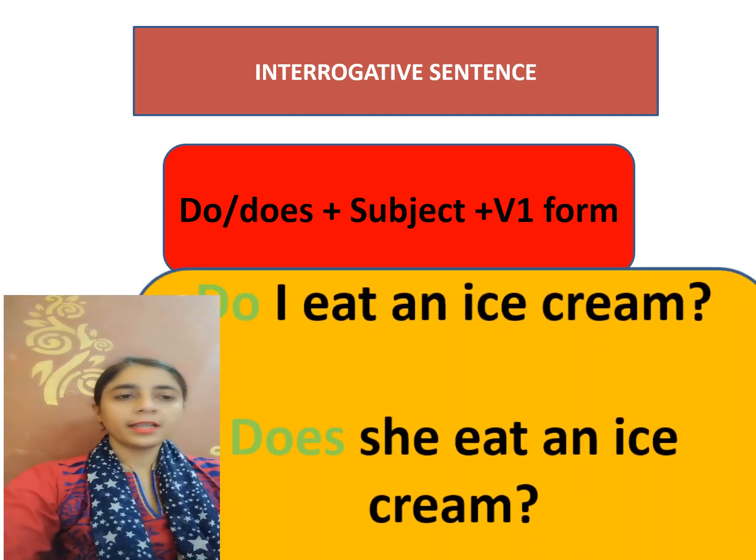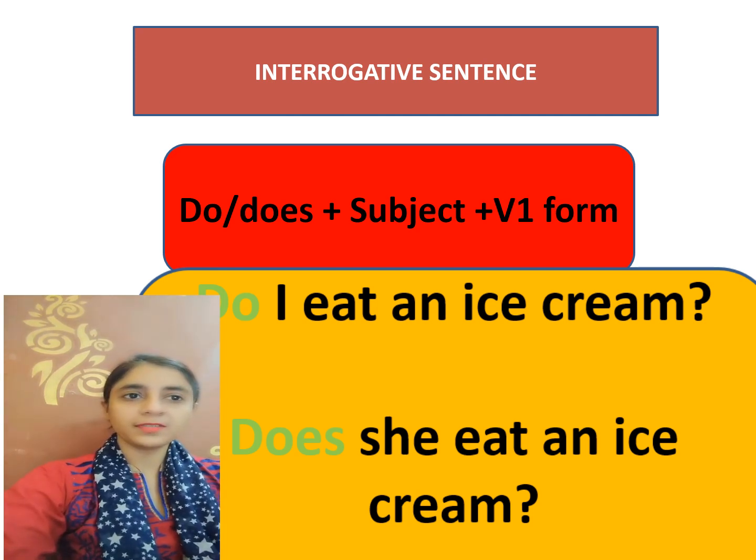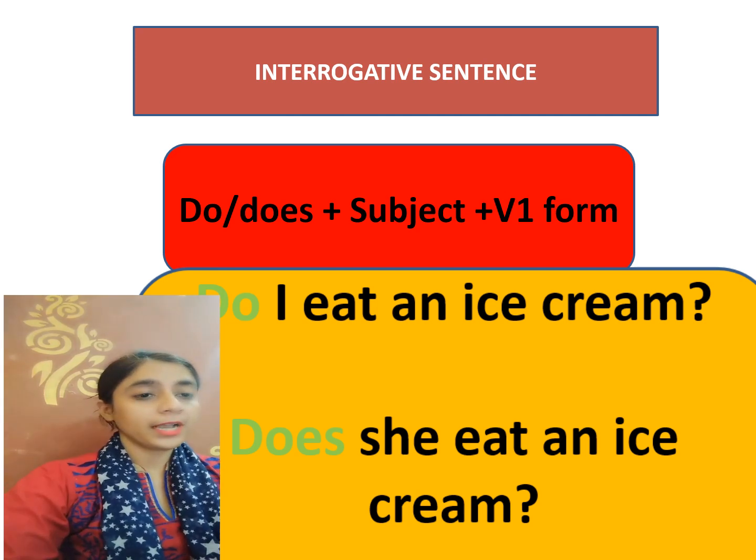Children, in this slide we can see interrogative sentences. Interrogative sentences are used to ask questions. The rule to frame an interrogative sentence in present tense is: first use do or does according to the subject, and after that add the base form of the verb. For example, do I eat an ice cream? Does she eat an ice cream? As she is a singular subject, we have added does to the sentence.